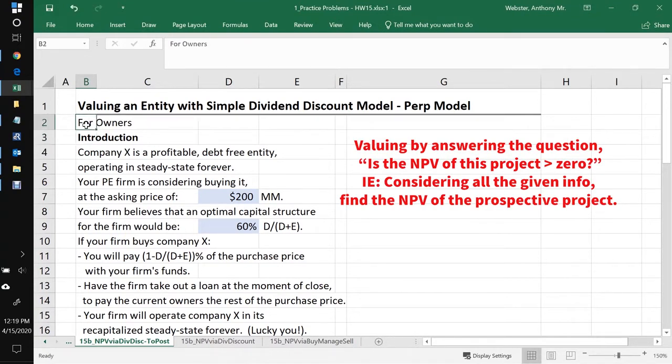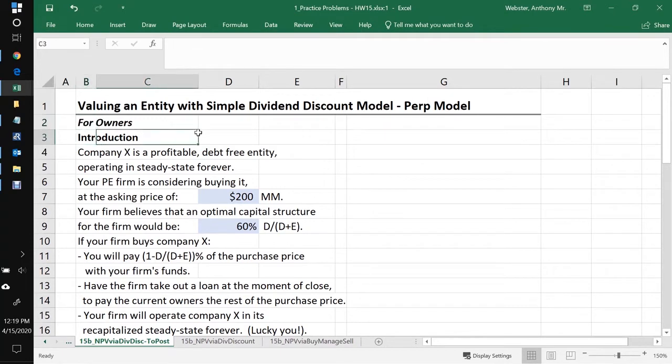Let's see what I can do about that. There we go. So we've highlighted that a little bit.